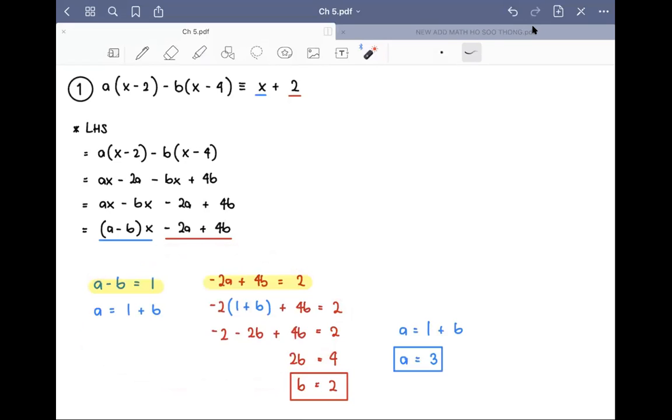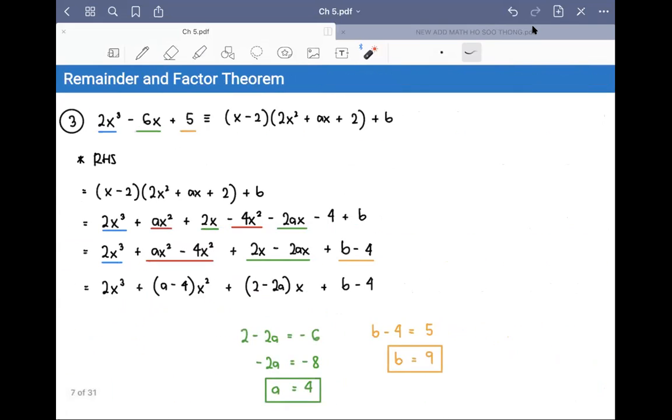Okay, so that's how you solve polynomial identities. So this is by merely comparing the coefficients of the left-hand side and the right-hand side. So class, this is like your guide. This is where you compare the coefficients on the other side. All right, maybe let's have another example. Let's have example number 3.